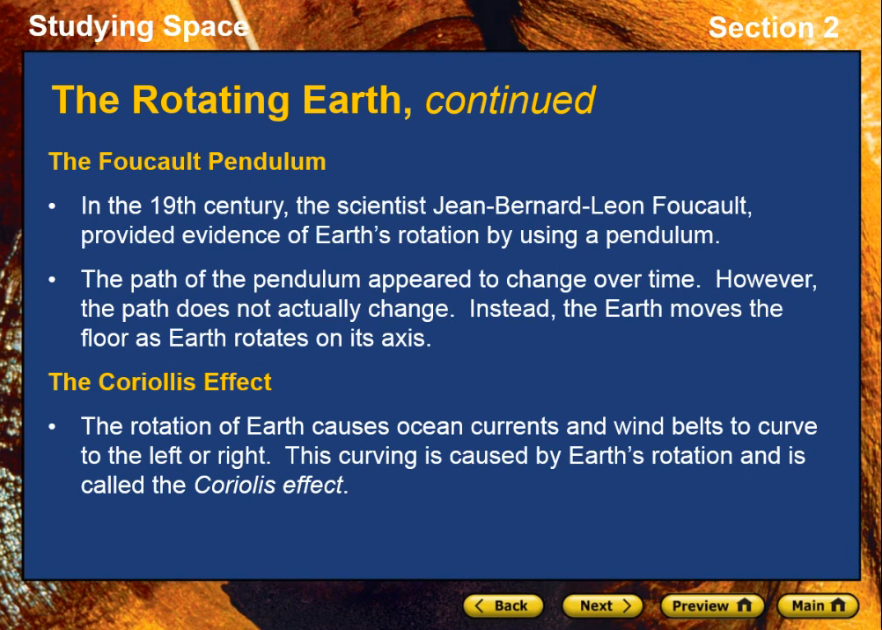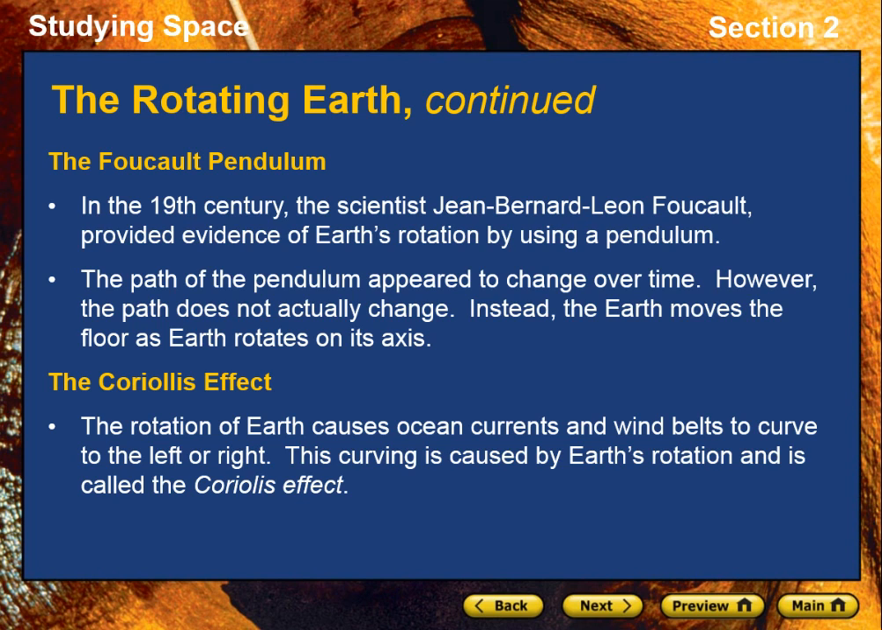The Foucault Pendulum. In the 19th century, the scientist Jean-Bernard Léon Foucault provided evidence of Earth's rotation by using a pendulum. He created a long, heavy pendulum that rocks back and forth by attaching a wire to the ceiling and then attaching a weight to the wire.